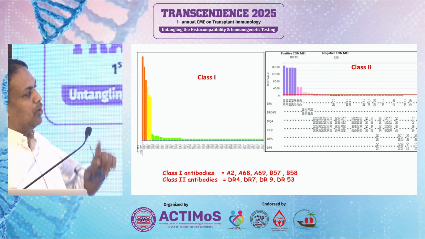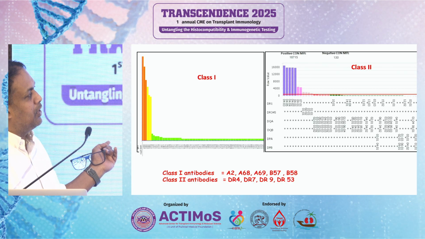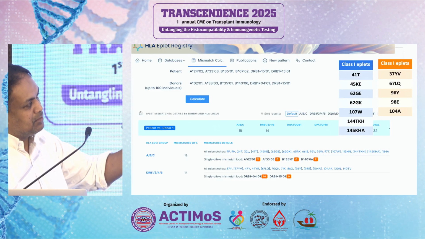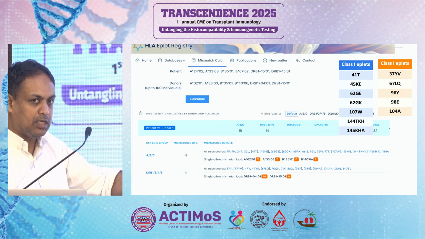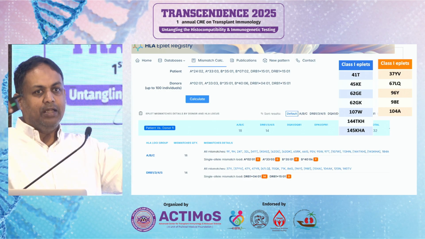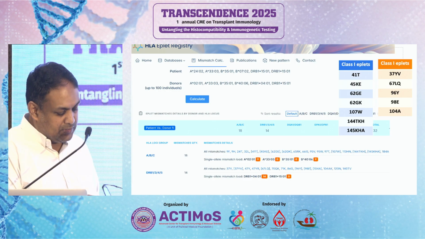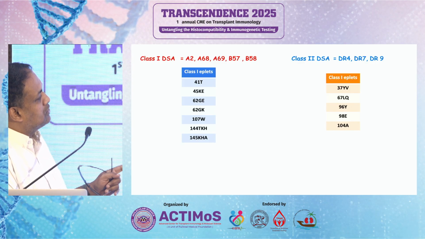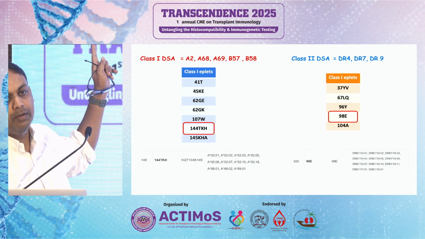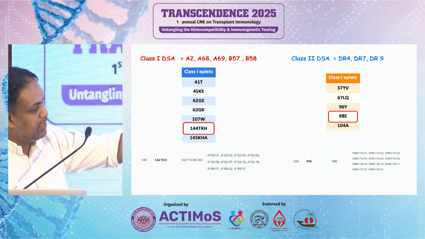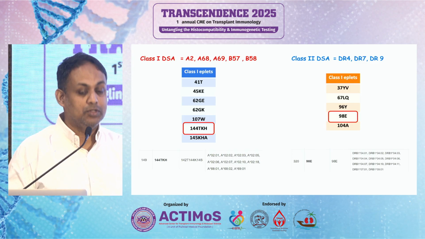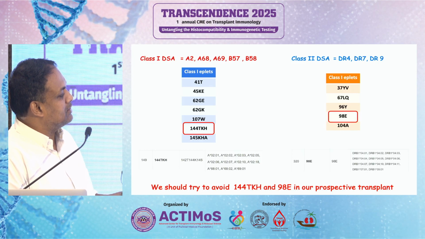So we should look at what has instigated this antibody response, and we put it again into the calculator. We know which are the mismatches. We have so many eplet mismatches in class 1, so many in class 2, and we have to tease out. If you click on it, it gives you the antibody profile, so from that you can tease out which is the culprit. What we found was that 144TKH gives all these antibodies that have popped up in the antibody profile, and 698E gives the class 2 antibody. So these 2 epitopes I should avoid in my future transplant if possible. So this is it.